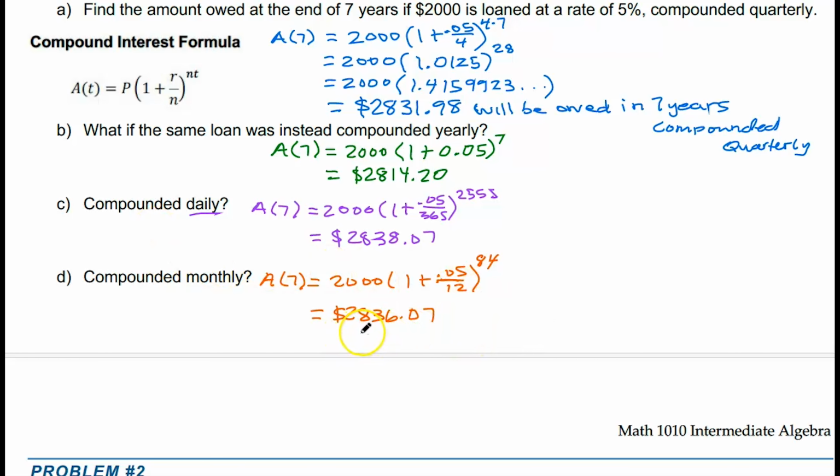Did you come up with $2,836.07? Well, that's what we were guessing it was going to be, because if this is compounded quarterly, so 4 times a year, and this is compounded 365 days a year, monthly would be somewhere in between there. So that is what we were thinking we were going to get.